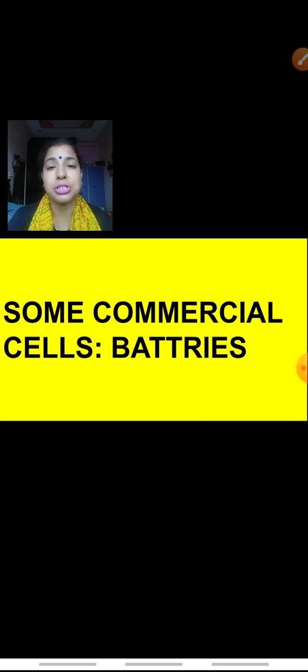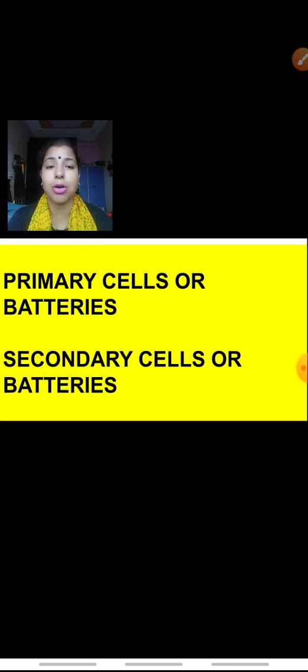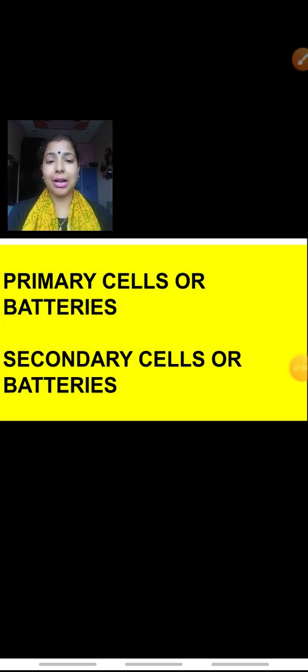Now children, today we'll be discussing some of the commercial cells or batteries. That means we'll be discussing the cells or batteries that we are using in our day-to-day life. Now children, there are generally two types of cells. These are the primary cells or batteries and the secondary cells or secondary batteries. You have to remember the difference between the primary and the secondary cells.